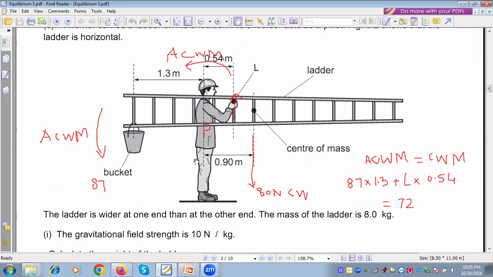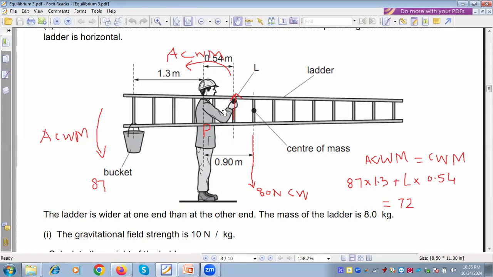87 into 1.3 is 113. So it means that is providing greater moment. Means the person has to apply a downward force to keep this in equilibrium. Because if he applies the upward force, the force applied by person will also exert an anti-clockwise moment, and the anti-clockwise moment will be greater.